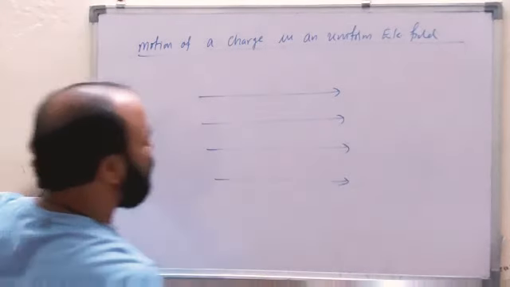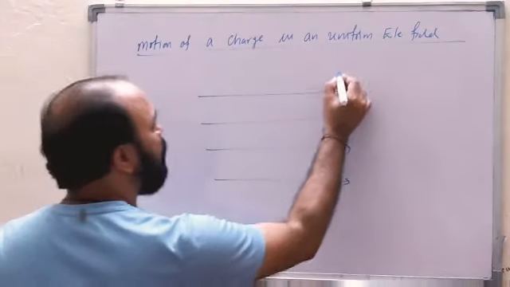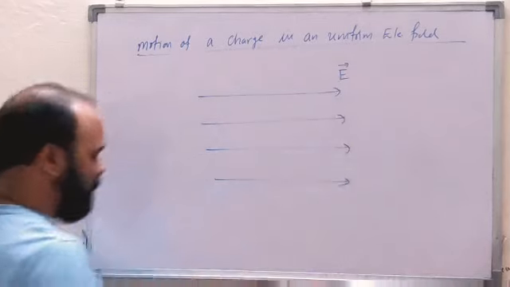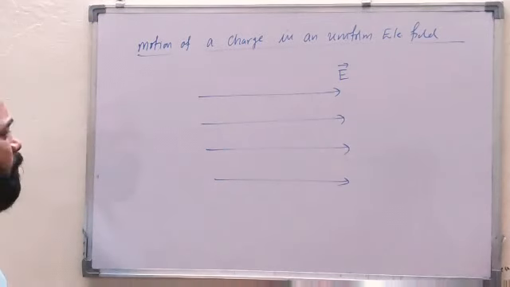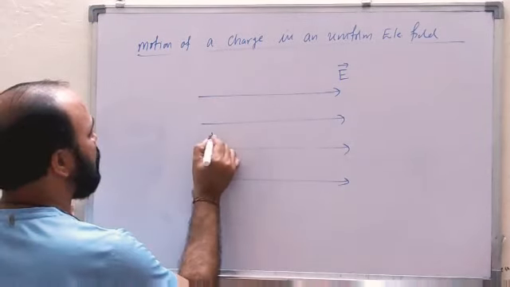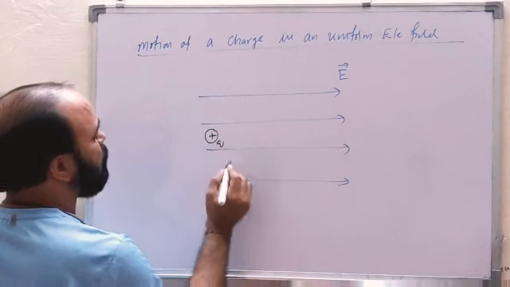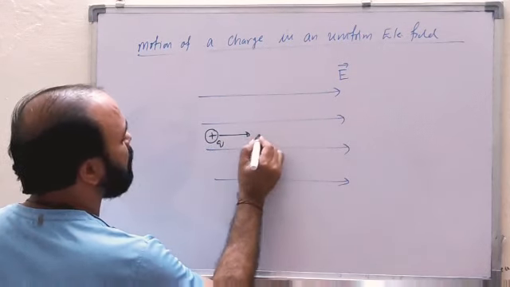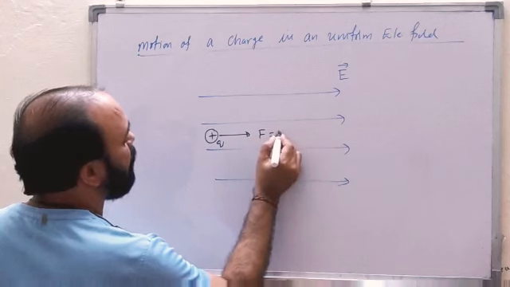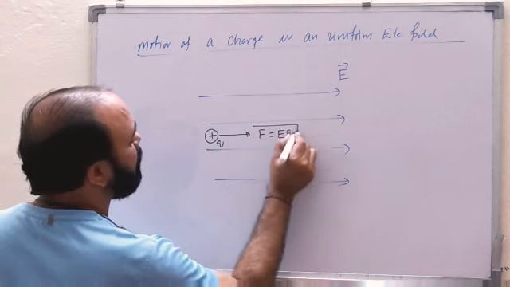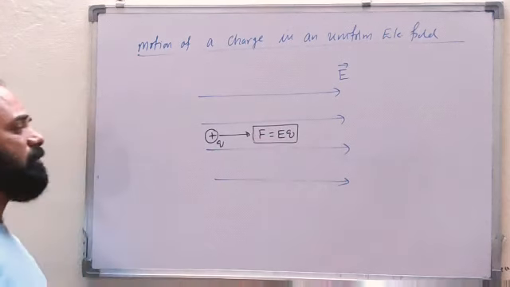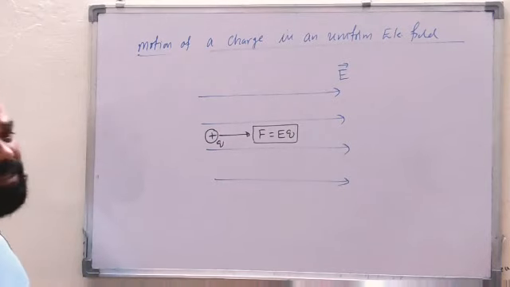This is an electric field of intensity E bar, uniform electric field. Okay, now if we place a positive charge Q, the force F is equals to EQ. This is the first point. The force acting on the charged particle is F is equals to EQ.